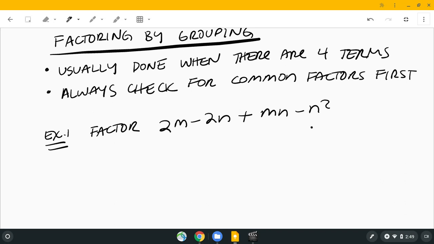So I'm going to work with this first group, and you're going to just do greatest common factor. It's like you're going to ignore the other group. With this group, you're just going to do GCF, and they have 2 in common. So I'm going to do this. That's all you're doing. Let me go ahead and bring back the other two terms. So you're done with that first group.